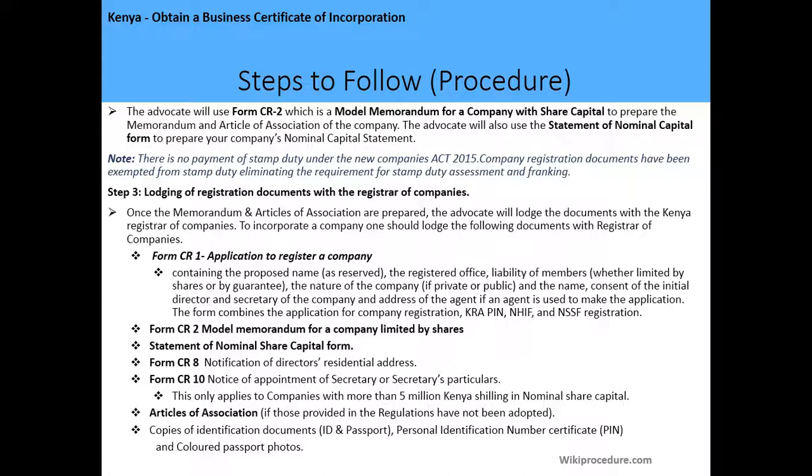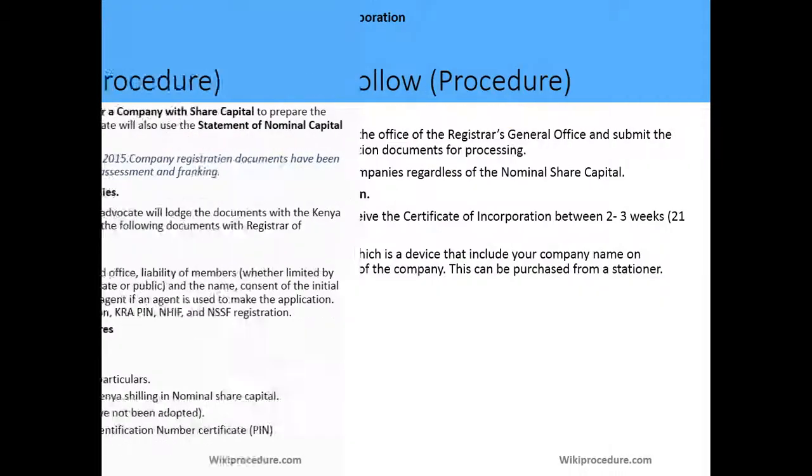Form CR2 will also be lodged together, which is the model memorandum for a company limited by shares, statement of nominal capital form. Form CR8, which is the notification of directors' residential address. Form CR10, notification of appointment of secretary or secretary's particulars, and this only applies to a company with more than 5 million Kenya shillings in nominal capital shares. Articles of association, if those provided in the regulations have not been adopted, and copies of identification documents, a personal identification number, which is the PIN, and colored passport photos.